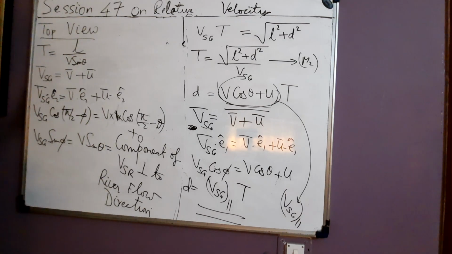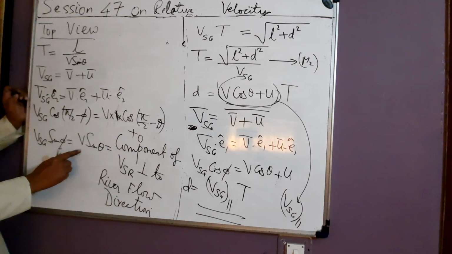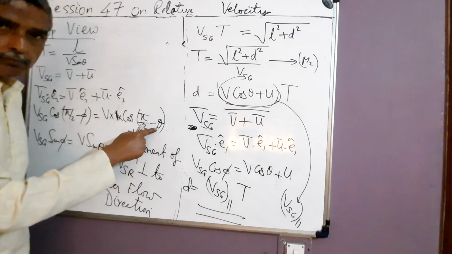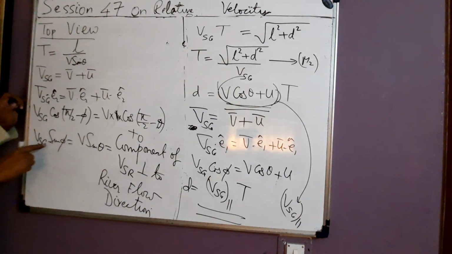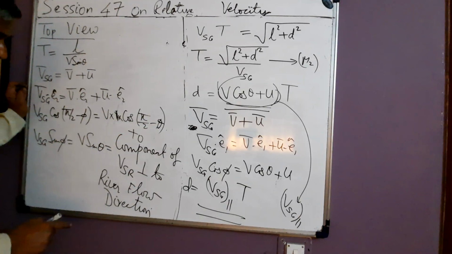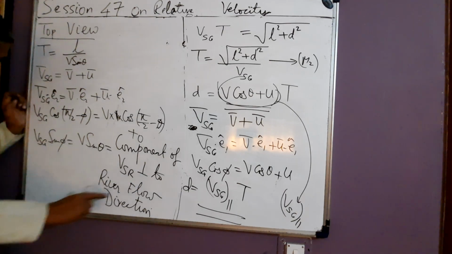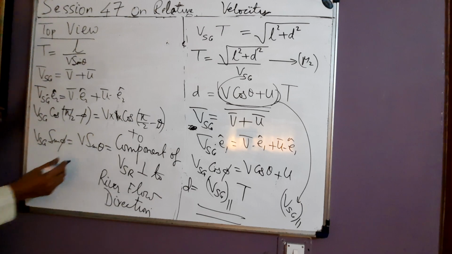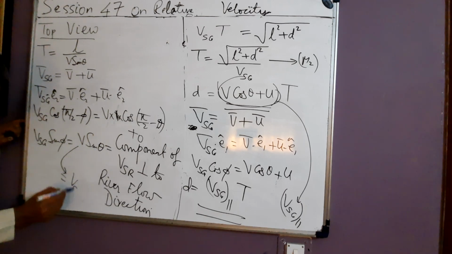So it is V sine theta. Is it clear? It will be theta here, not phi. So VSG sine phi is the same as V sine theta, which is the component of VSR perpendicular to the river flow direction. That is V sine theta. We will denote this by VSR perpendicular.